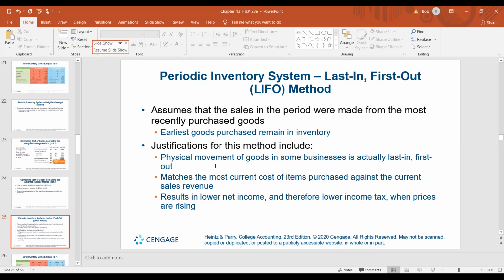And they want to justify it. Physical movement of the goods is actually sometimes, for some businesses, last in, first out. I'm not sure I could think of any, to be honest with you. But that's what they're saying. And it matches the most current cost of items purchased against the current sales revenue. All right, that's a good thing, I suppose. And it results in lower income and therefore lower income taxes. And we're going to talk a lot about that in a few minutes.